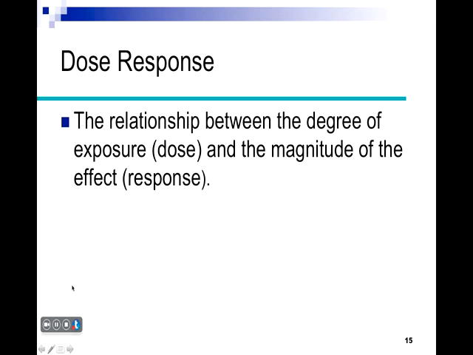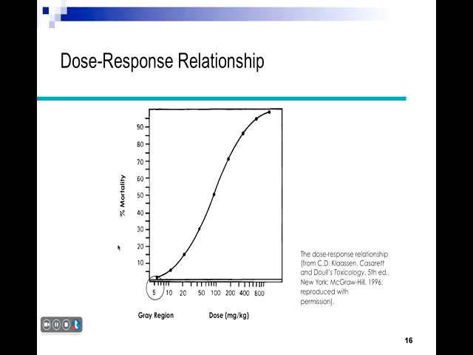The next area is the dose-response relationship, and this gets back to what Paracelsus said, the dose makes the poison. But it's defined as the relationship between the degree of exposure, i.e. the dose, and the magnitude of the effect, the response. Now this is a typical dose-response relationship. This has percent mortality on the y-axis and dose on the x-axis. And what you're looking for is, as the dose gets higher, more and more of whatever's being studied dies. So at about 100 milligrams per kilogram, where I have the arrow, is about 50% mortality.